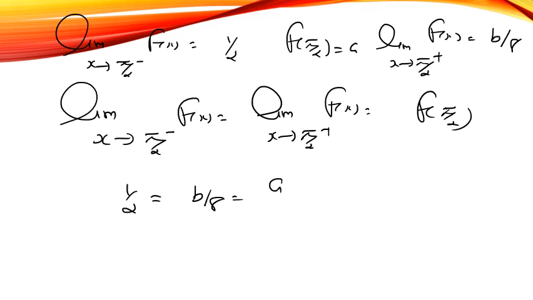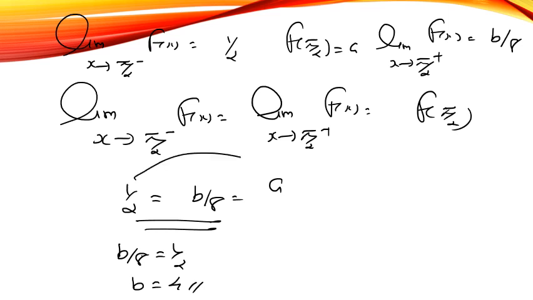That is, 1/2 is equal to b by 8 is equal to a. You get these two. So b by 8 is equal to 1/2. B is equal to what? 4. Similarly, you get this first and last step. Therefore, a is equal to what? 1/2.